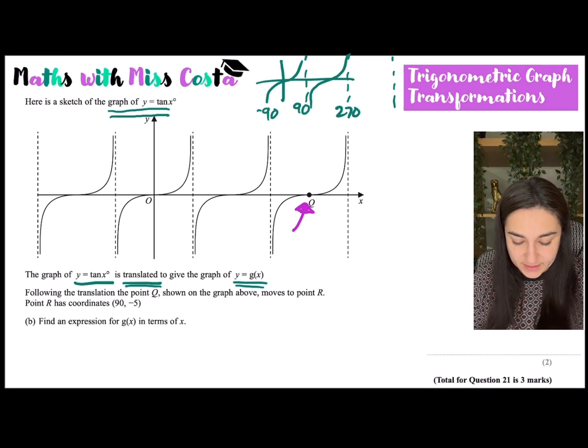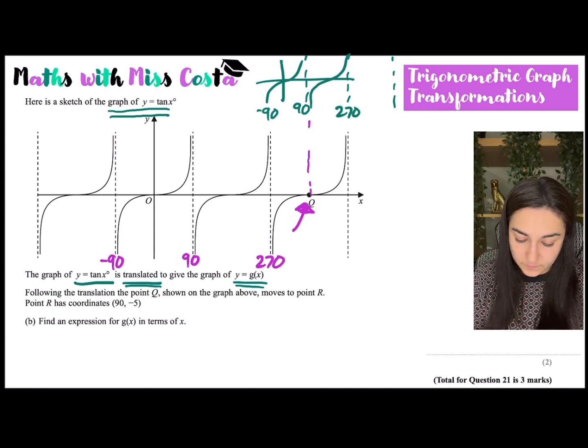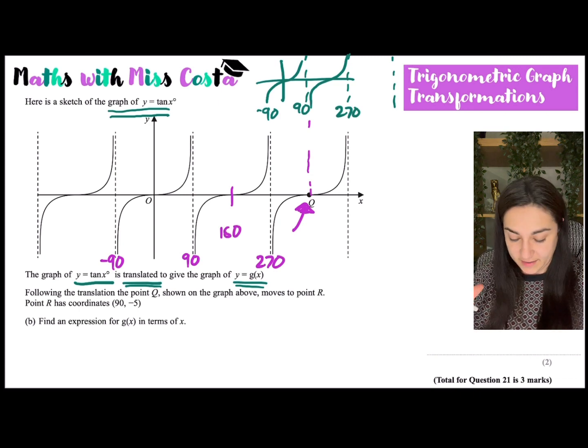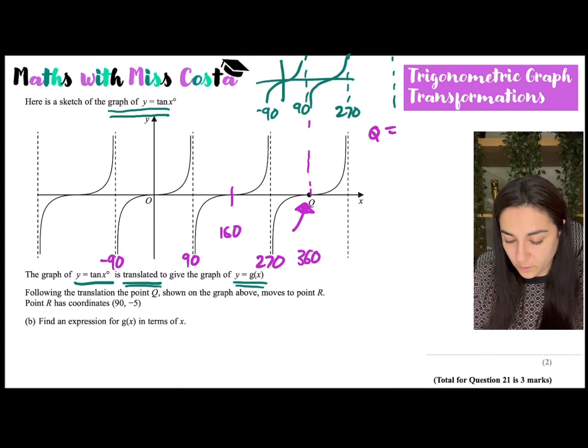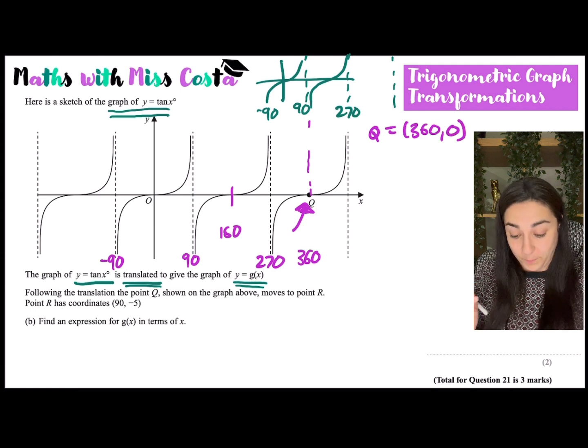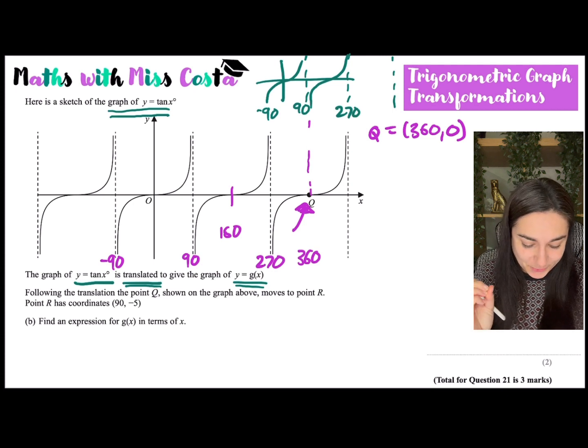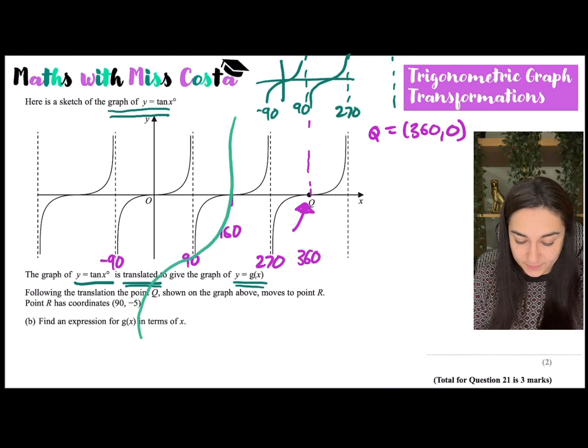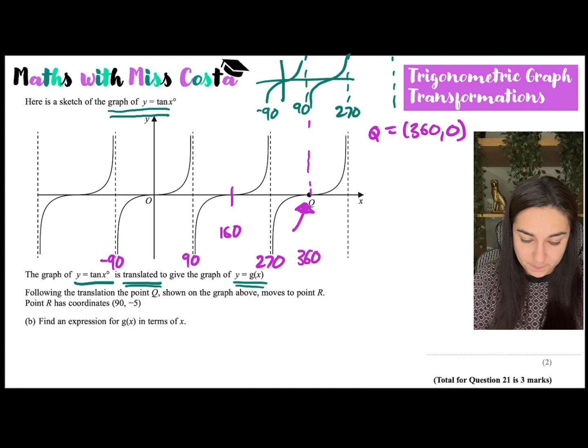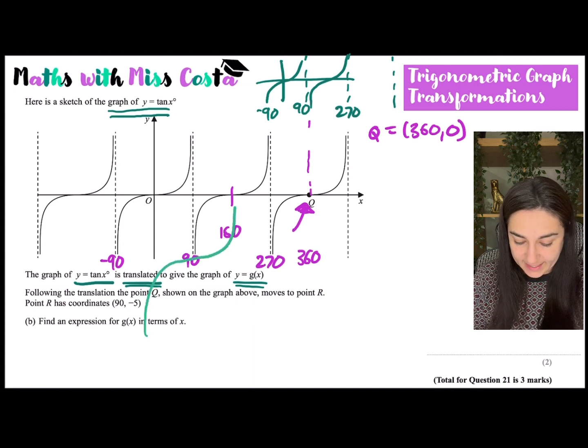90, -5. So if I label my graph first of all, I know this is going to be -90, this will be 90, this will be 270. And therefore, point Q is going to, like each little part here, that would be 180. That's a distance of 90, so that part here must be 360. So therefore, the coordinate of Q would be 360, 0. And I know that the point Q is moved to create the coordinate R, which is 90, -5. So essentially, the graph is kind of, oh, that's a really poor sketch, been translated like this.